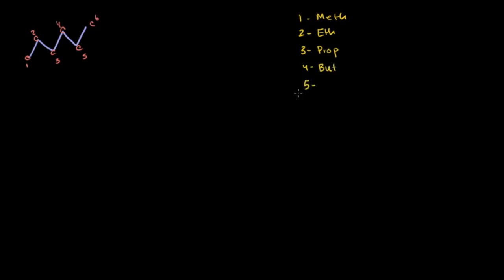So you have to first of all identify the longest carbon chain, then identify the number of carbons, and based on that number of carbons you can use the prefix as I'm going to show you. For 7, that is hept. For 8, it's oct. For 9, it's non. For 10, it's dec.